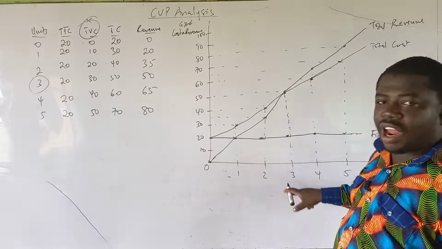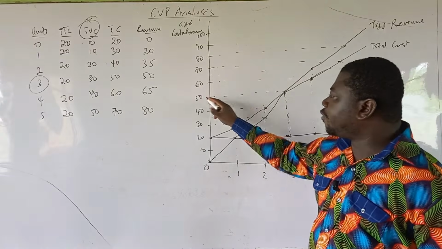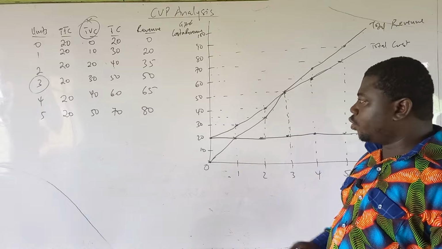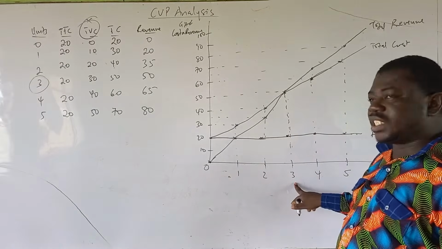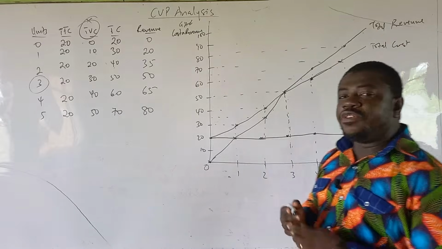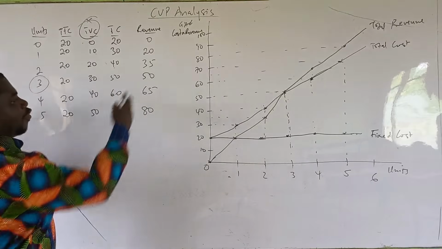So you can use your graph to find the break-even point in units, and you can trace it to the left to find your break-even point in value. So break-even point in value is 50, break-even point in units is 3. You can just trace it. So if you do accurate plotting, you may not need to even verify from your information.